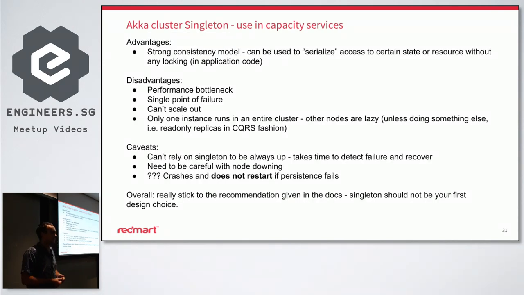Advantages, provides very strong consistency model, basically as close as you can get to strong consistency. Might be some edge effects in presence of node crashes or persistence failures, but in general, if your database, if the connection to Cassandra is healthy, this is basically a serialized or linearized consistency model. Disadvantage is obviously performance bottleneck, single point of failure, can't scale out, basically utilizes a single CPU over your entire cluster.